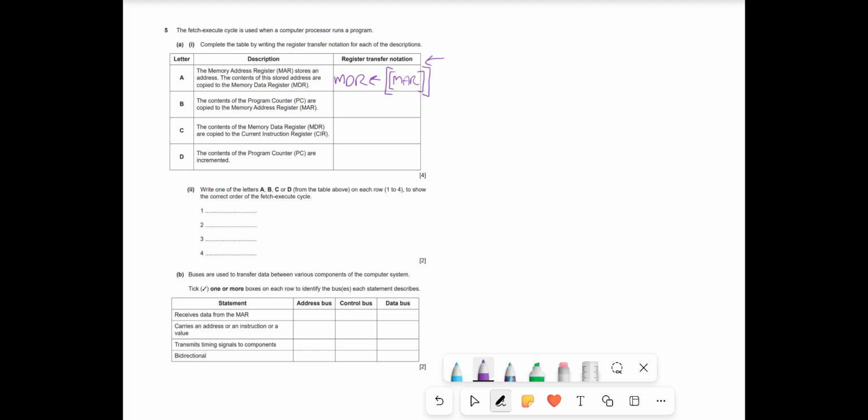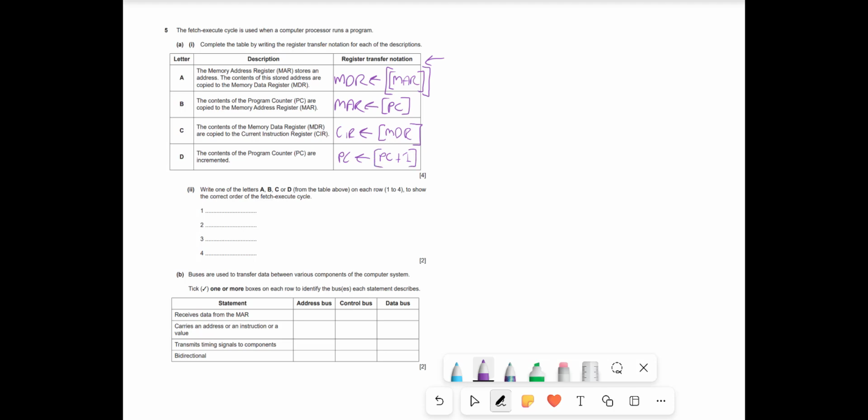So it's like that. The contents of the program counter are then copied to the MAR. So we've got the MAR here, and the program counter here, and we need to put it in brackets because it's the contents. The contents of the MDR are copied to the CIR. Easy. CIR, MDR. And finally, the incremented contents of the program counter. So it's program counter equals program counter plus 1, and then let's put this in brackets, just like in programming.